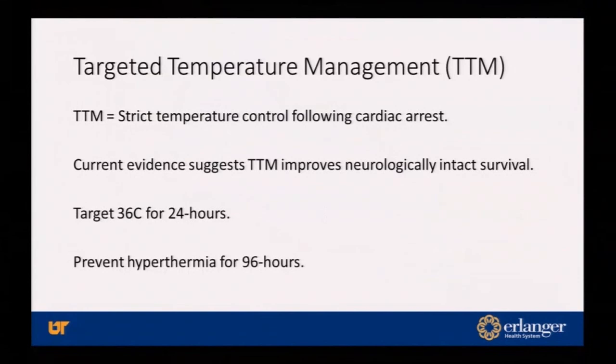Some people may choose not to do it. If you have a patient who actually is doing things post-cardiac arrest, then you may not choose to do targeted temperature management. The whole point of it is make sure you've had a conscientious decision about what you're going to do post-cardiac arrest for targeted temperature.